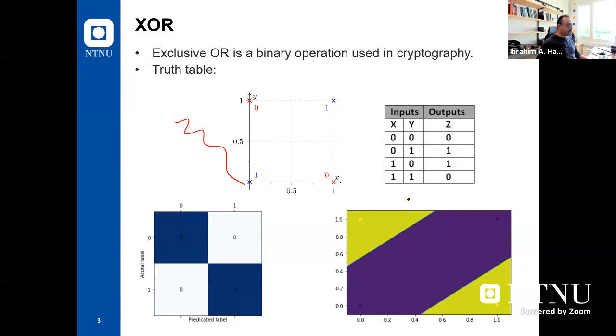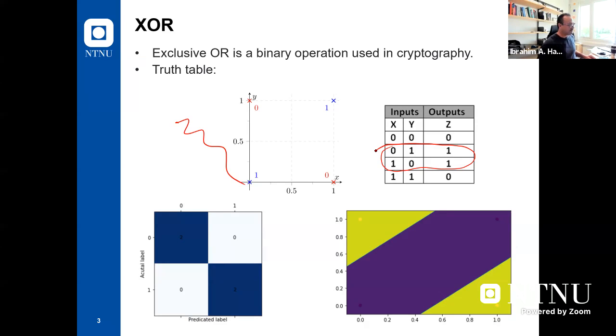Exclusive OR is a very good example of an inseparable data set. Exclusive OR is a binary operation which is used in cryptography. It's very important in computer science. And this is its truth table. If we have two inputs, X is 0011 and Y is 0101, the output will be 1 when X is not equal to Y. So it will be like this.